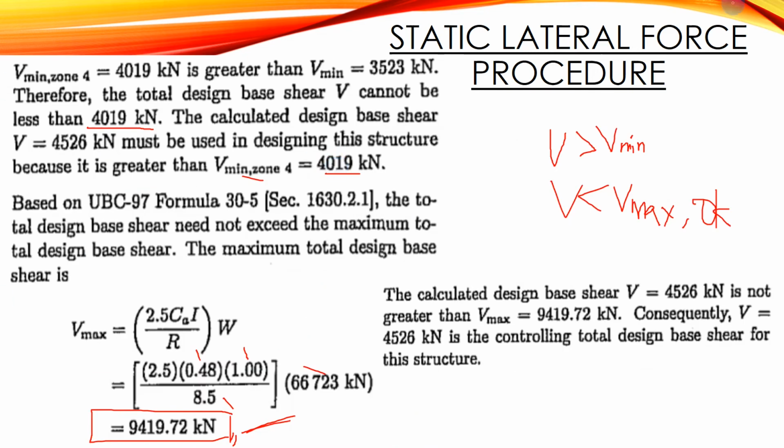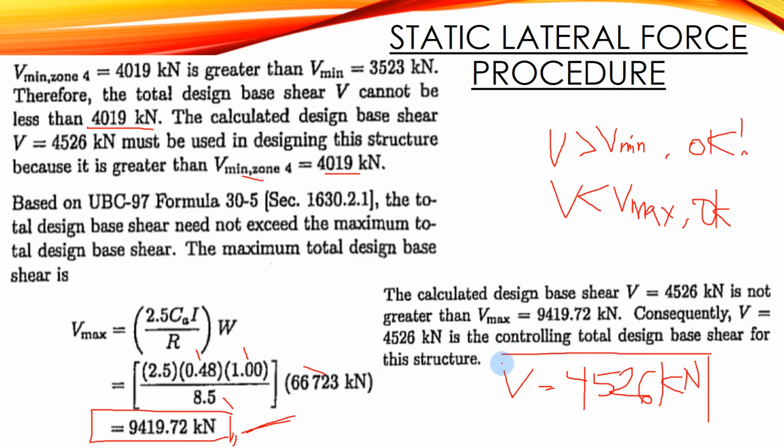Okay, so since V is greater than V minimum, then okay gapon, tama. Okay, so consequently, V which is equal to 4,526 kilonewton is the controlling total design base shear. So kung tanan ka unsa gid ang base shear, so mao na ang answer guys, si 4,526 kilonewton. Okay, so mao na siya. Okay, mao na ang answer.